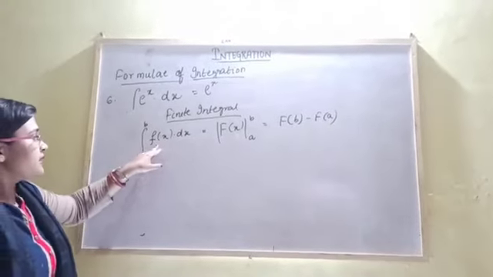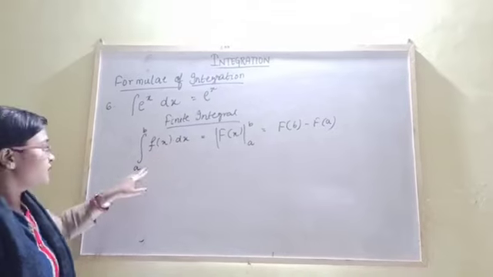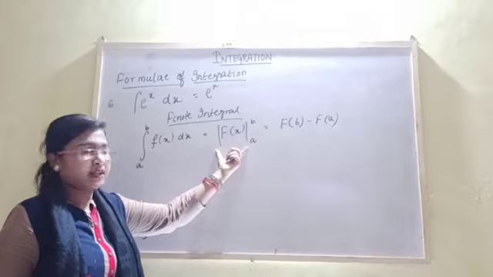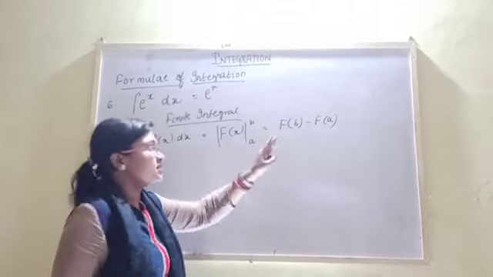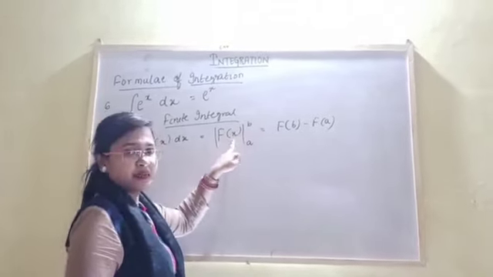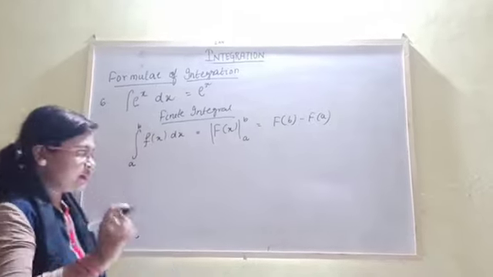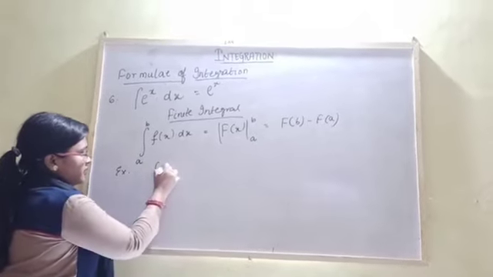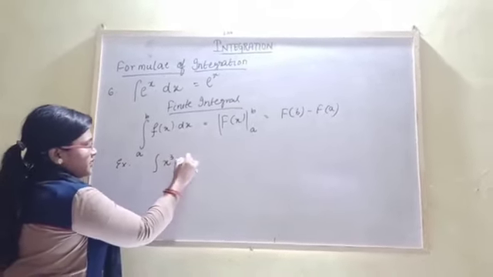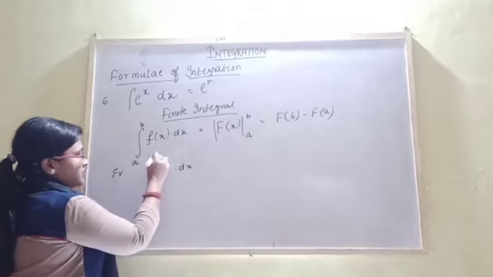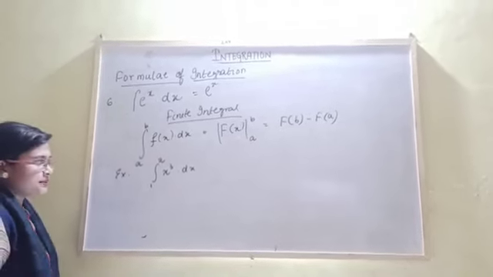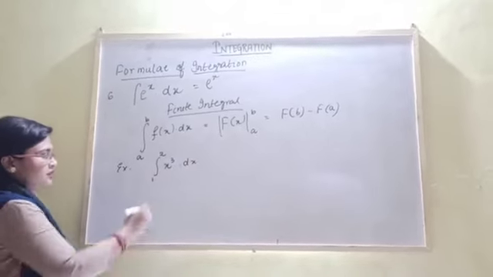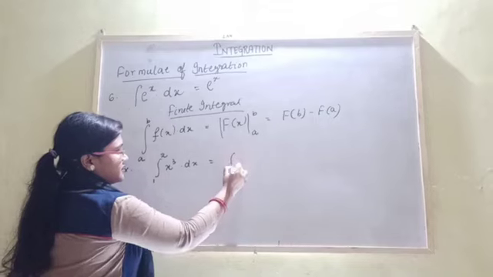If the integration of a function is within the limit from a to b, and the answer is capital F of x from a to b, then the answer will be F of b, upper limit, minus F of a. For example, if you have been asked to solve x to the power 3 dx from 1 to 2, very easy. So this is the function. First integrate it and then put in the limits. So it will go like this.